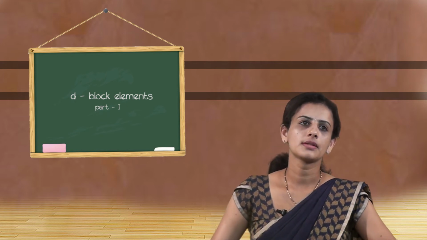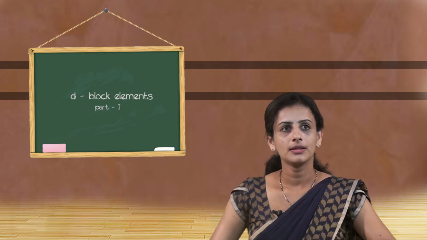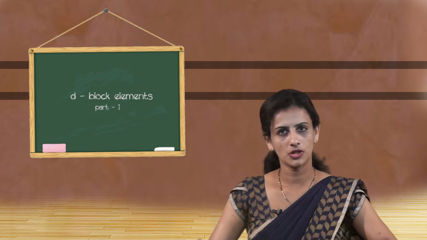Let us discuss some of the general properties of the d block elements. The first property is atomic radii. Atomic radii is the distance between the centers of the two nuclei. The atomic radii decrease with the increase of atomic number, or decrease along the period. As the nuclear charge increases, the atomic radii decrease. How do the atomic radii decrease with the increase of nuclear charge?